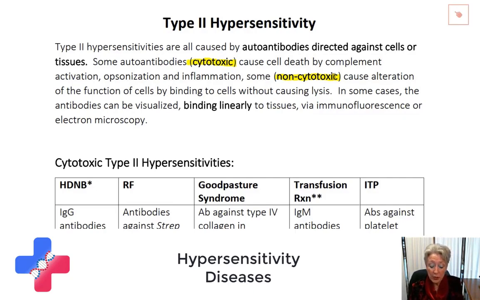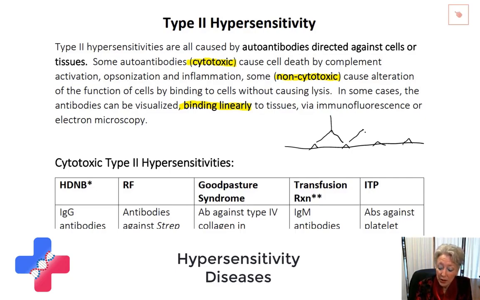But realize these begin by the antibodies binding to the cell or tissue, and the binding is generally visualized either by immunofluorescence or by electron microscopy as being a very linear deposition to the tissue. So if my tissue has epitopes on it, which are somehow causing my body to make an immune response against them, then I will be able to see the antibodies against them depositing linearly on the surface of that tissue.